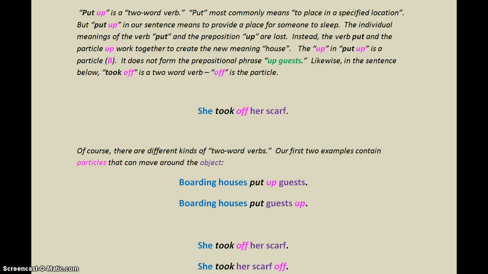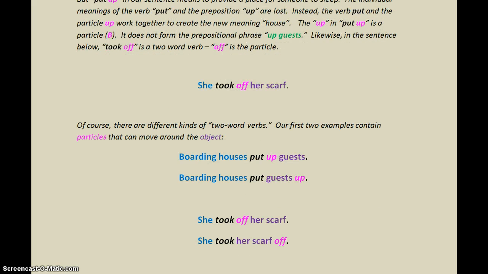There are different kinds of two-word verbs. Our examples here, the boarding house and the took off the scarf, contain particles that can move around the object. So boarding houses is the subject, put is the verb, up is the particle, and guests is the object. We can just as easily say boarding houses put guests up and move that particle to the other side of the object. Same thing with took off. She took off her scarf. She took her scarf off. That particle can move around the object.